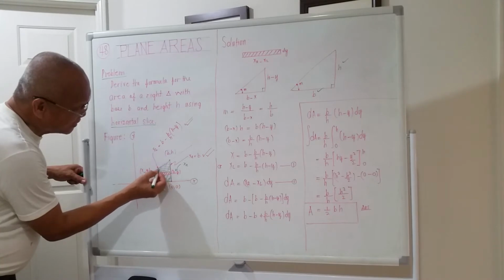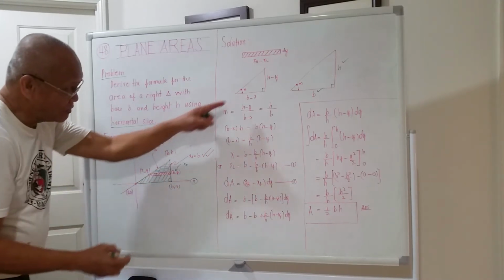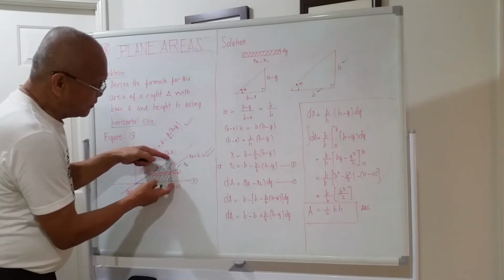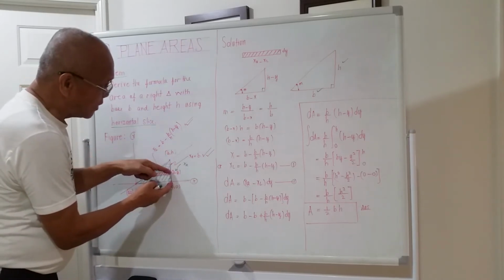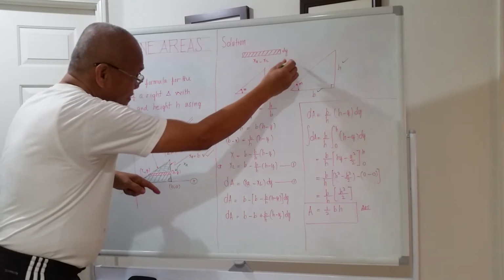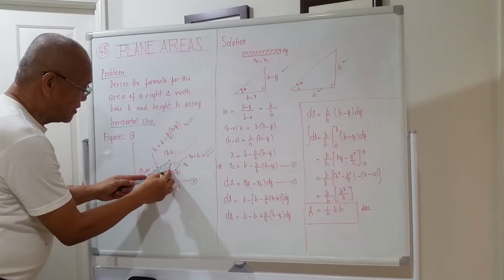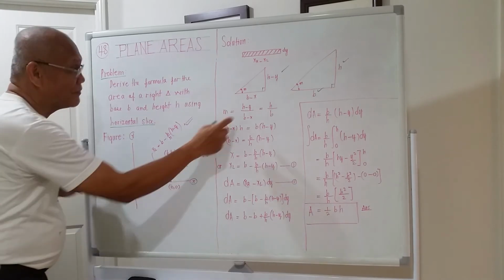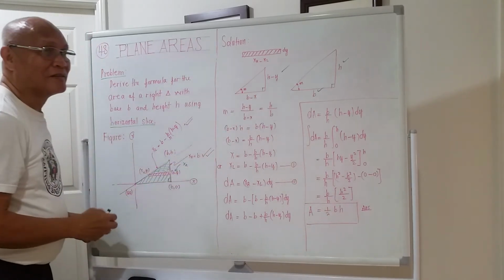I will cross-hatch it, this one. It is this. This side here should be h minus y. And this side here, okay, should be base minus x. Base minus x. Okay?